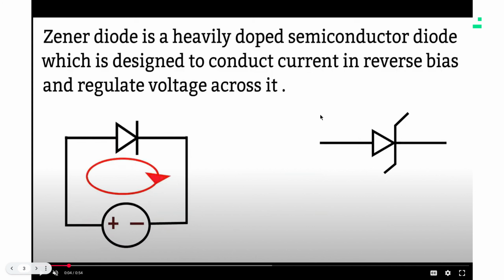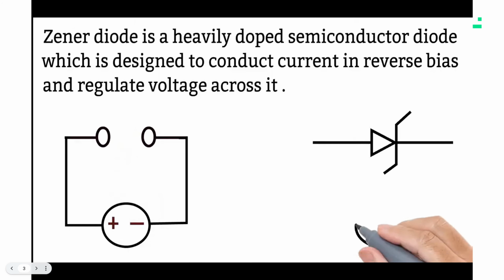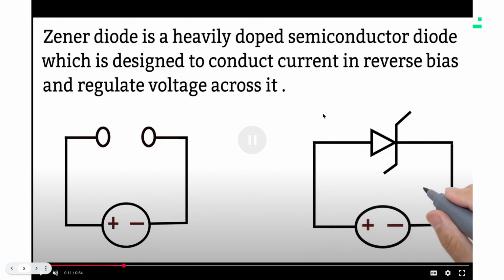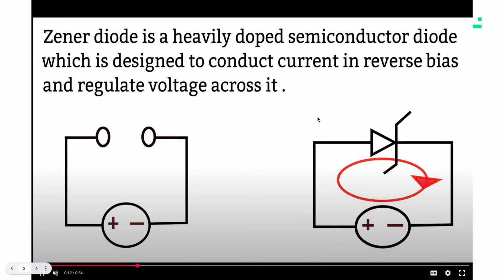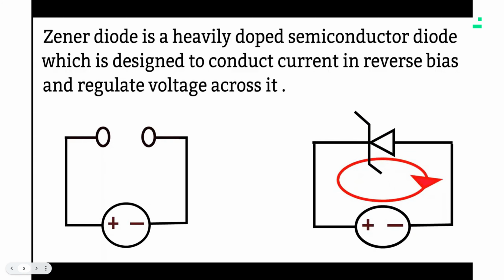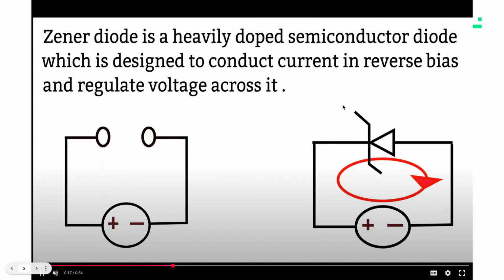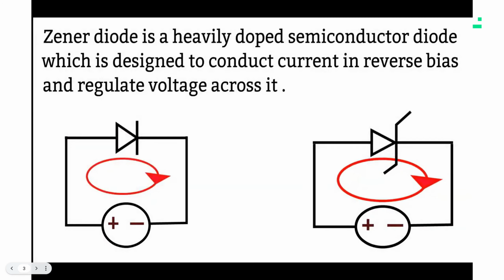A Zener diode is a kind of diode. In forward bias, its characteristics are the same as a normal PN junction diode, but in reverse bias, the current doesn't pass through a normal diode, while in a Zener diode it passes current in reverse bias. A Zener diode doesn't only conduct current but also does one more thing, which is voltage regulation.